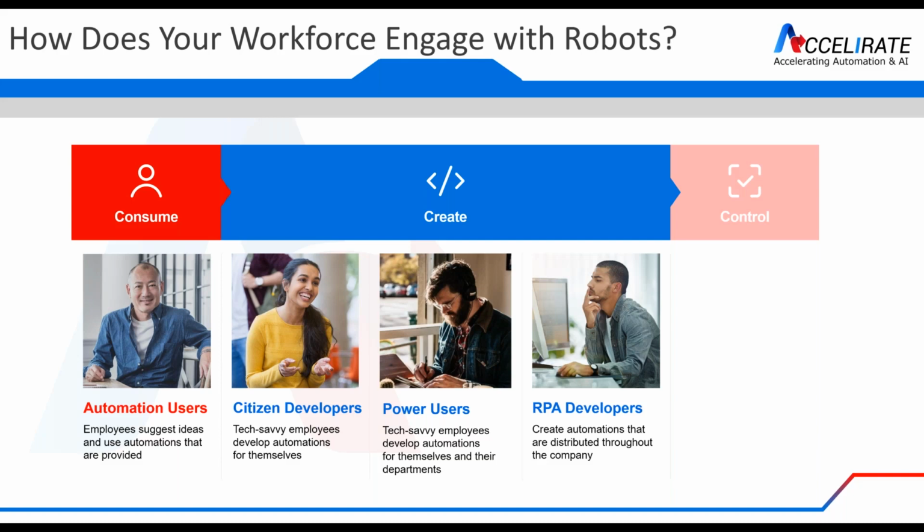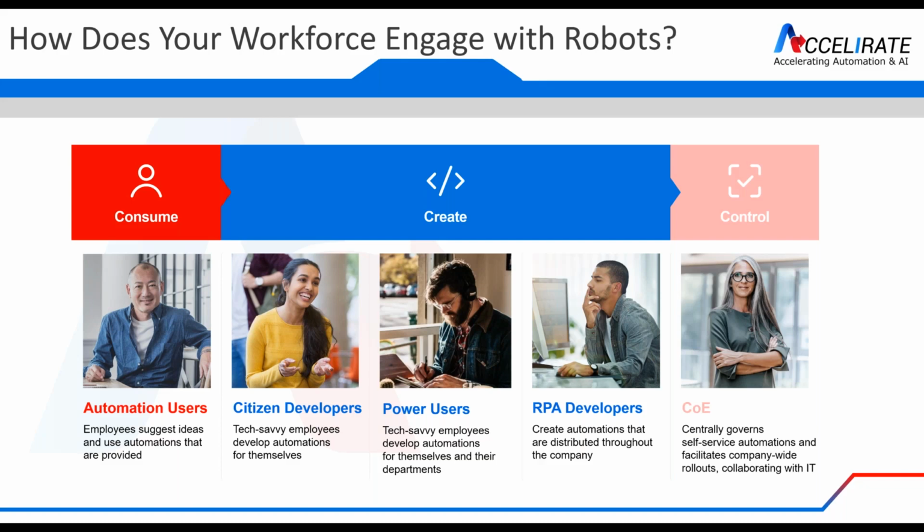This is the typical RPA versus RDA breakdown. On the left-hand side, you have robotic desktop attended automations, and then RPA developers are the ones who start developing the unattended automations. And finally, you have your COE, your Center of Excellence, that centrally governs self-service automations and facilitates company-wide rollouts, collaborating with IT, infrastructure, and other departments.